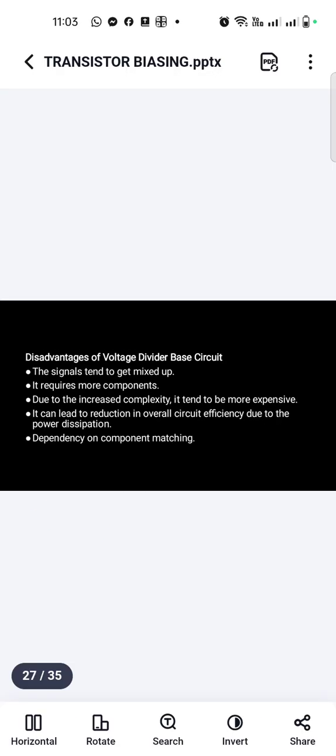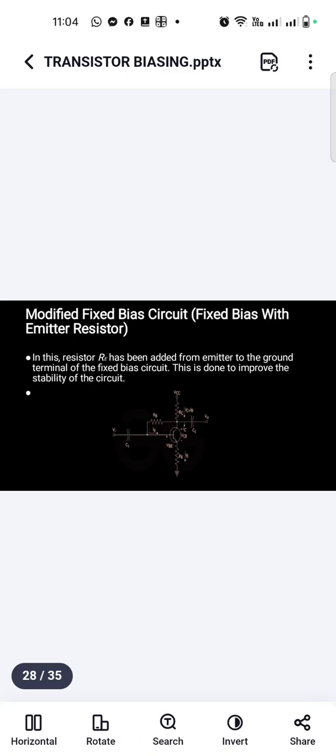Okay. Then the disadvantages. What are the disadvantages of voltage divider bias? The signal tends to get mixed up. It requires more components, and due to increased complexity, it is more expensive. It leads to reduction in overall circuit efficiency due to the power dissipation. Okay. Then the next one is modified fixed bias.